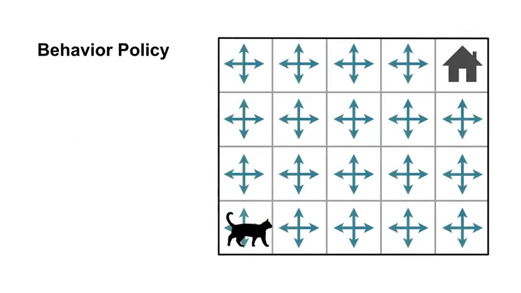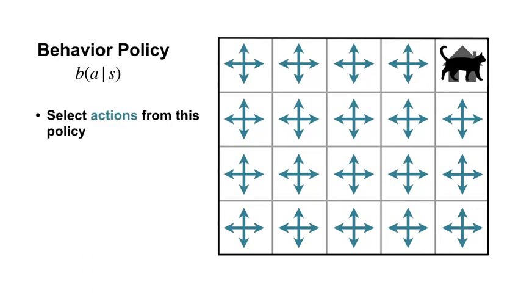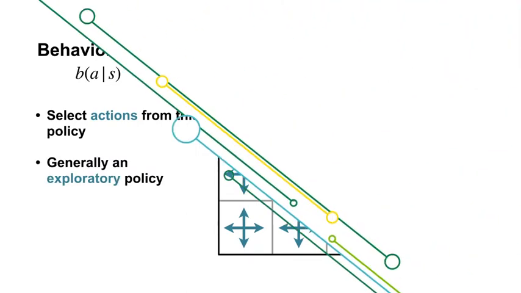We call the policy that the agent is using to select actions the behavior policy because it defines our agent's behavior. The behavior policy is usually denoted by b. The behavior policy is in charge of selecting actions for the agent. The behavior policy shown here is the uniform random policy.